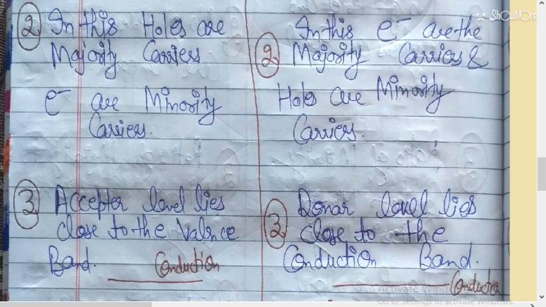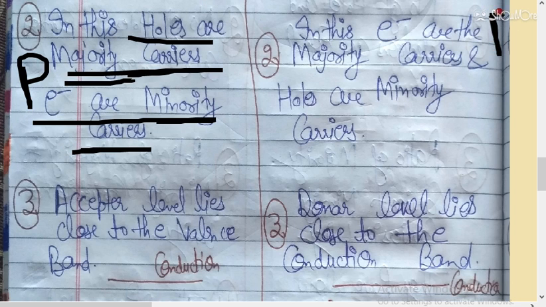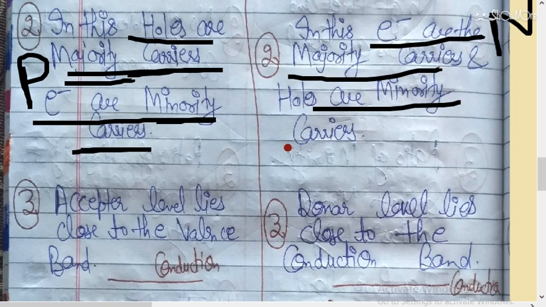Second point: in p-type, the left hand side, holes are the majority carriers. We saw that in majority carriers, holes, and electrons are the minority carriers. But in n-type, the electrons are the majority carriers, and holes are the minority carriers.